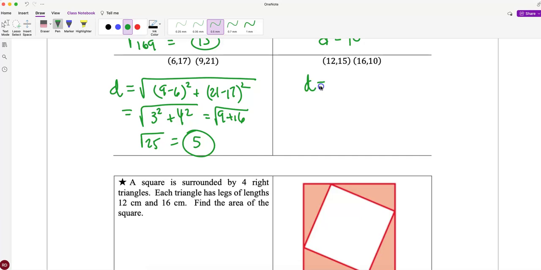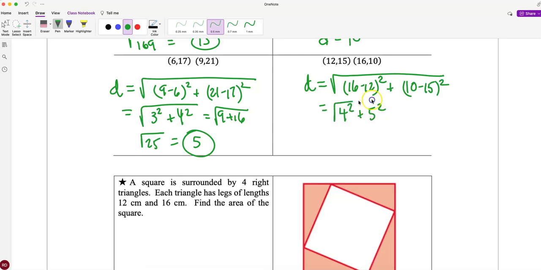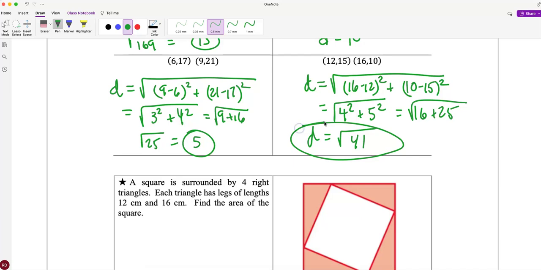Distance here, square root. Subtract the x's. 16 minus 12 squared. Subtract the y's. 10 minus 15 squared. So this is 4 squared plus 5 squared. 16 plus 25. So the distance is the square root of 41. That's my exact answer, okay? If that had been 36, then I would say the square root is 6, but I can leave it like this to get my exact answer, okay?